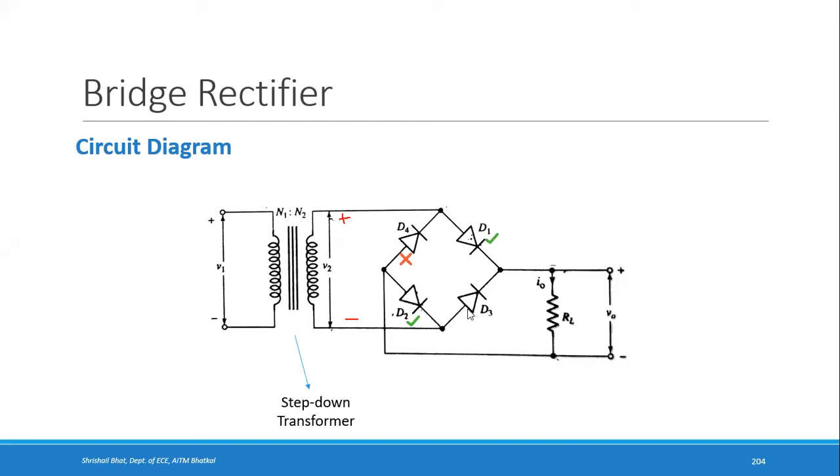Similarly, if you consider D3, the negative of the voltage is connected to the N side, and the positive is connected to the P side. So D3 is also reverse biased. So during the positive half cycle, diodes D1 and D2 are forward biased, whereas D3 and D4 are reverse biased.